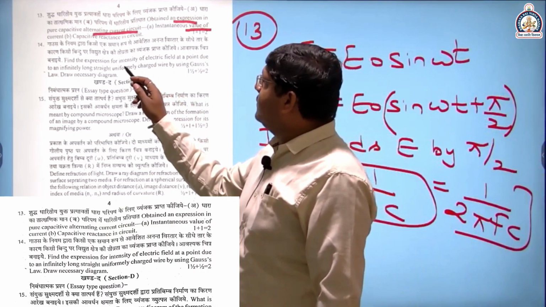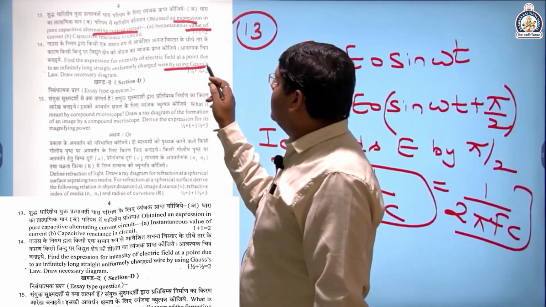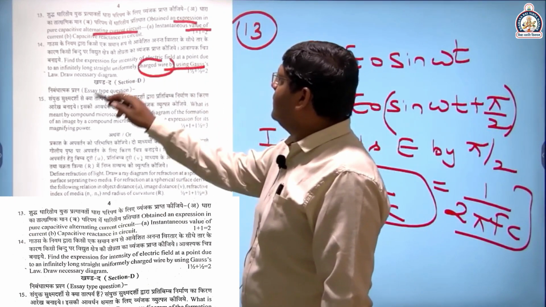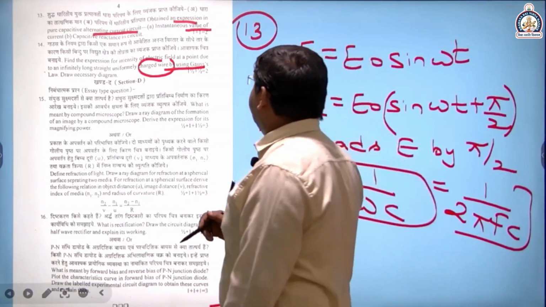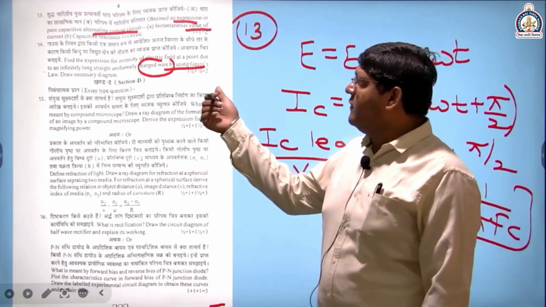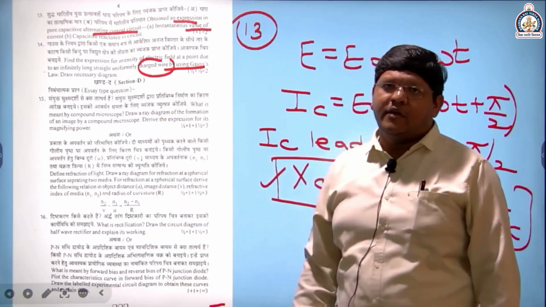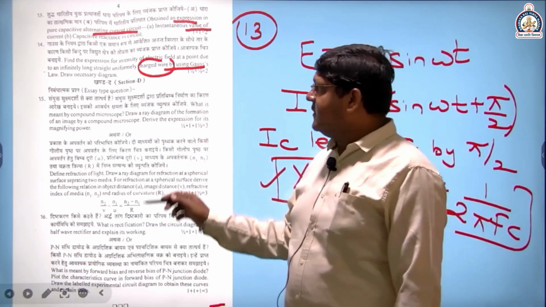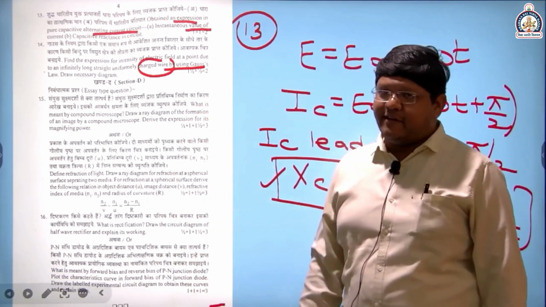The next question is for the derivation using Gauss theorem for the concept of a charged wire. So the value of the electric field comes out to be 2k lambda upon r. This is the required formula for question number 14. And the last section discusses the long essay type questions.